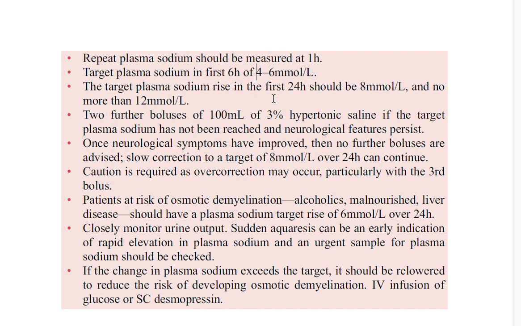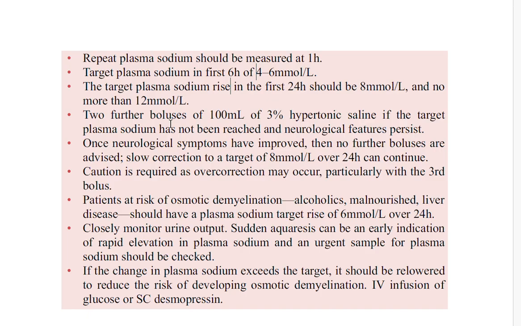The target plasma sodium rise in the first 24 hours should be 8 millimole. So in 24 hours 8 millimole, but if you are giving in 15 minutes, then it should be 4 to 6 millimole and no more than 12 millimole in 24 hours. Two further boluses of 100 ml of 3% hypertonic saline if the target plasma sodium has not been reached and neurological features persist. Once neurological symptoms have improved, then no further boluses are advised. Slow correction to a target of 8 millimole over 24 hours can continue.